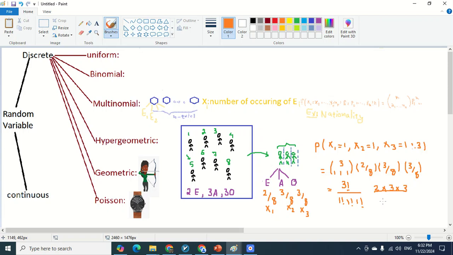As you can see, we have the formula of the multinomial distribution, and a remarkable example of that case is nationality, as I mentioned over here. Let us change the question to have the hypergeometric distribution.